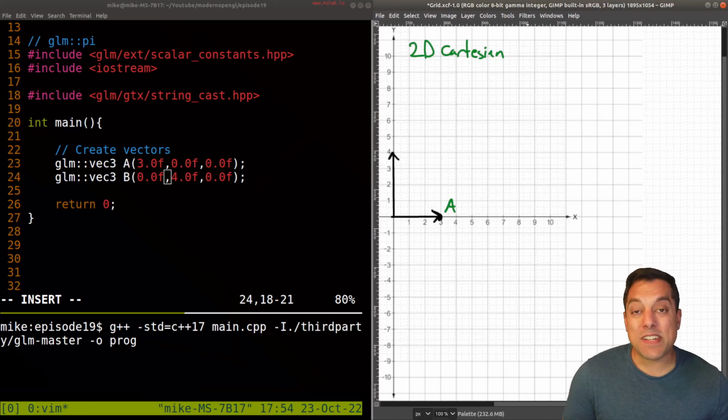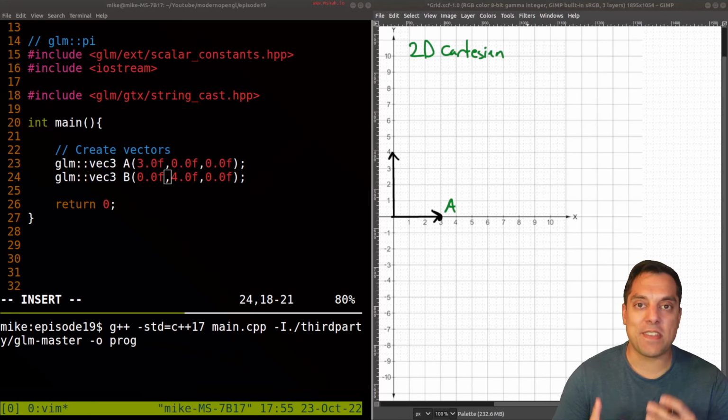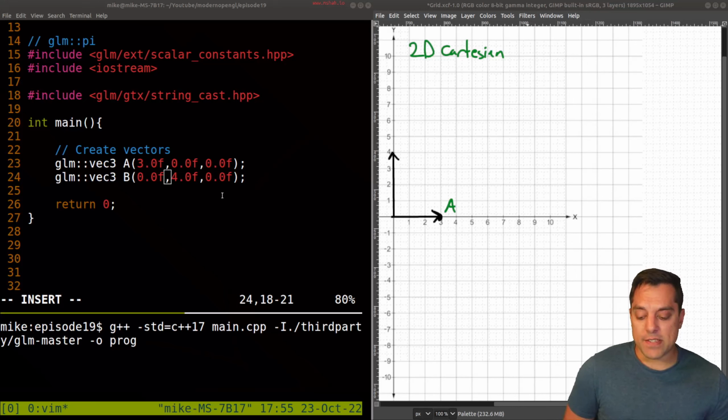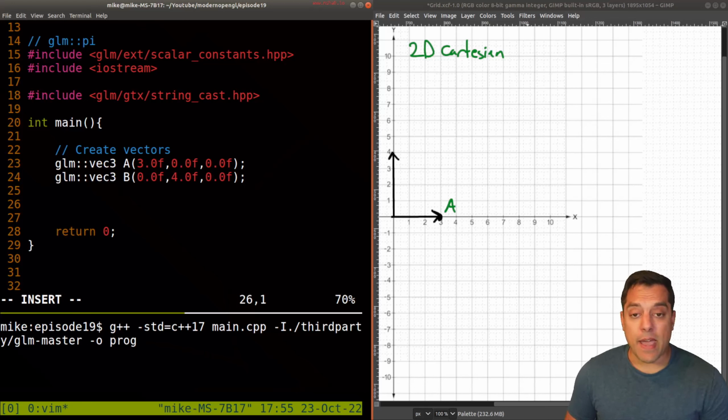Now, this becomes particularly important in computer graphics because oftentimes we're going to want to know the direction or where something is facing or moving for various lighting and rendering techniques. So that's why we need to talk about this as our basic primitive here. So with that said, let's create our vectors as we've done here, A and B, and I'll print them out here.